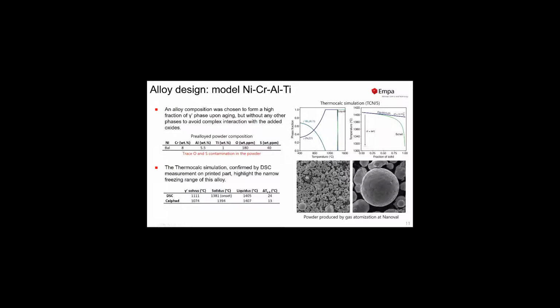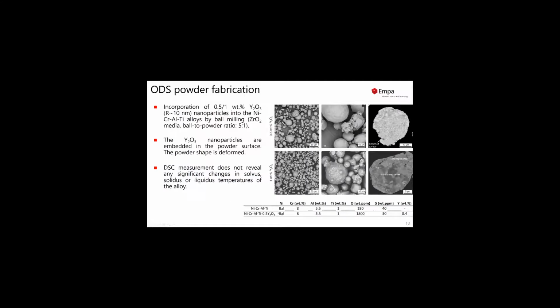We obtained powder from Nanoval in Germany, where we can see it is rather spherical. We do see some satellites here and there, but the powder was good enough to work with, and it had the required particle size distribution for laser powder bed fusion experiments. So that was just the base alloy. Now we had to make an ODS alloy from that.